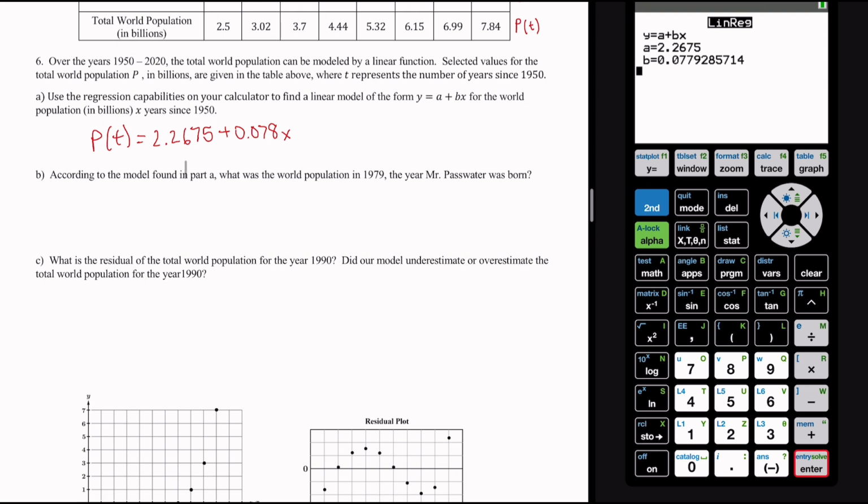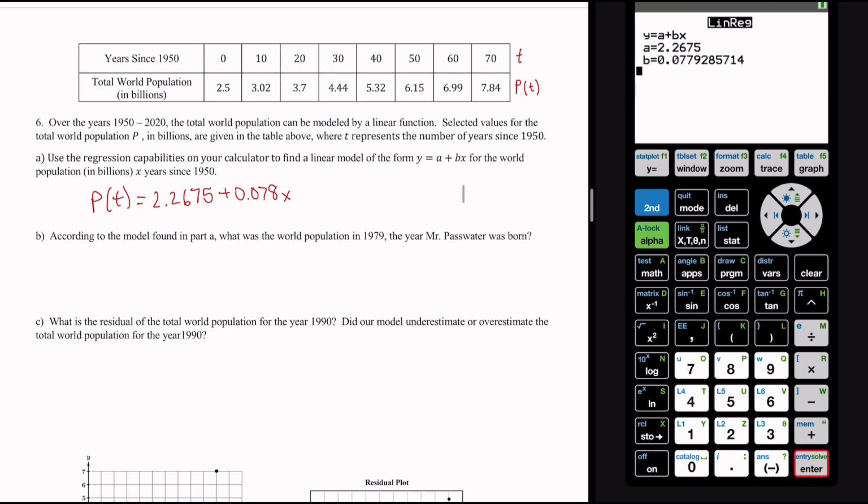Now B, according to the model found in part A, what was the world population in 1979, the year Mr. Passwater was born? So it's telling us the world population is 1979. That looks like it's 29 years after 1950 up here. And that must mean it's an x value or a t value. So that means that we can just put the 29 in there. We can use our calculator to find what P of 29 is, or in the calculator's case, Y of 29, since we use Y1. But also, you can just do this by hand.